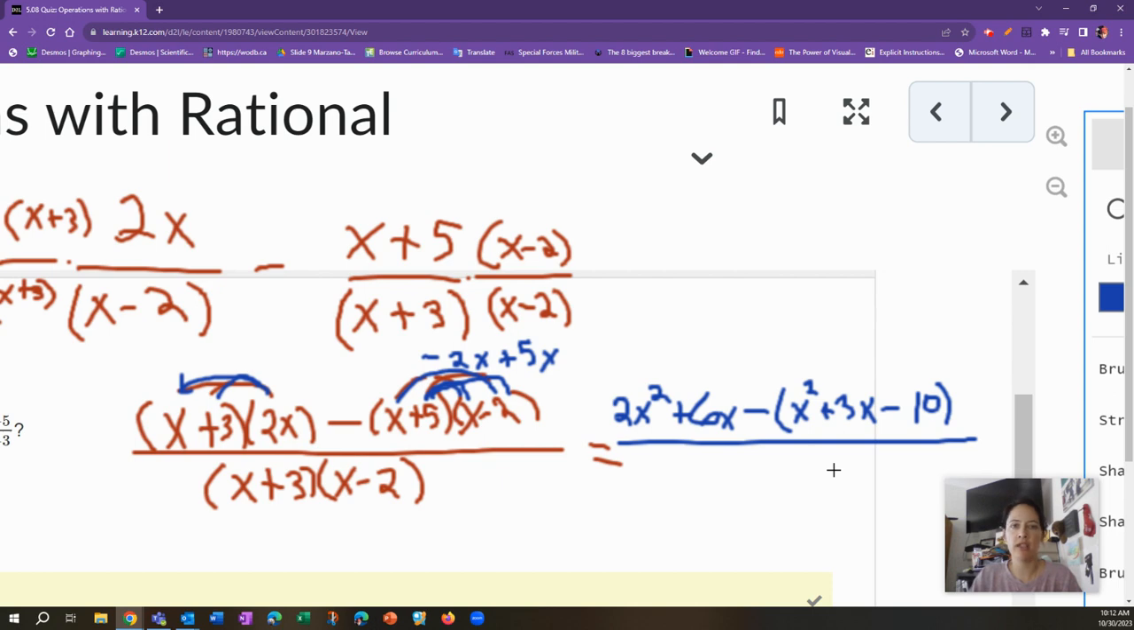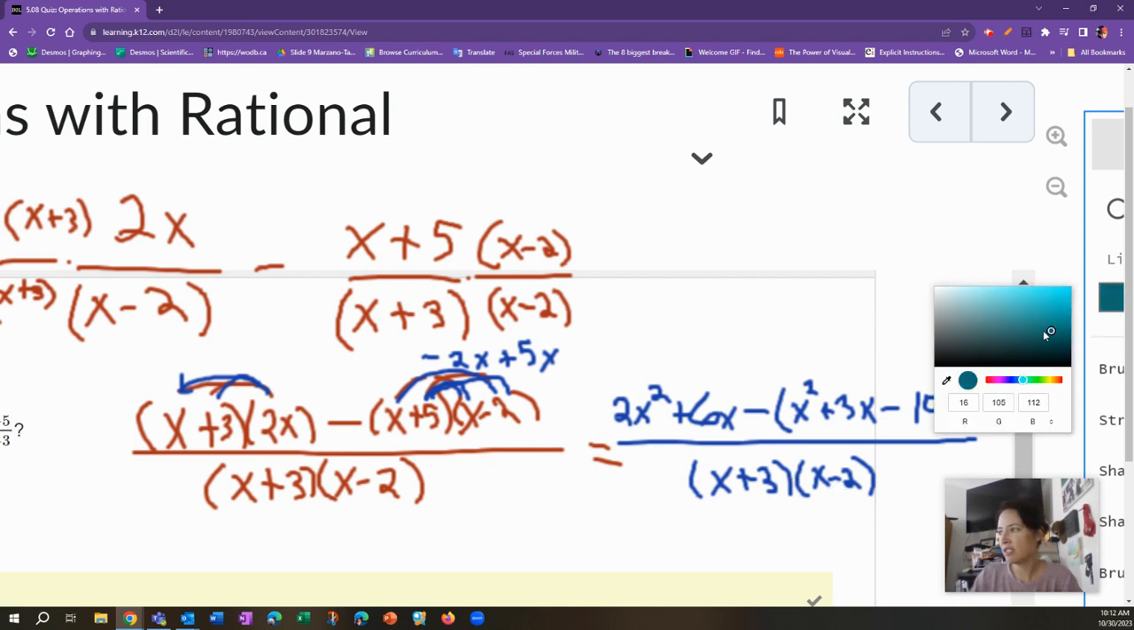FOILing or the box method or multiplying binomials. Multiplying two binomials together is a common skill we're going to use until you're done with math, I guess. All right, the denominator stays the same. We don't need to multiply that out because our answers have a factored denominator, so we don't need to worry about it. It's also nice to keep it in factored form until you're done combining the numerator, the top part, in case the top part is factorable after you're done, and it has a common factor with the bottom.